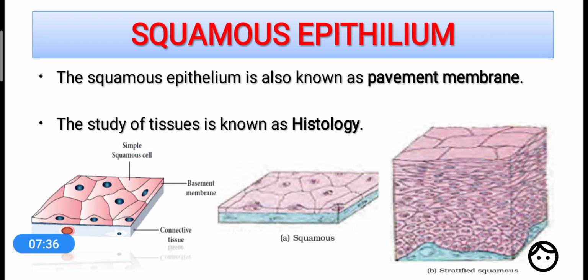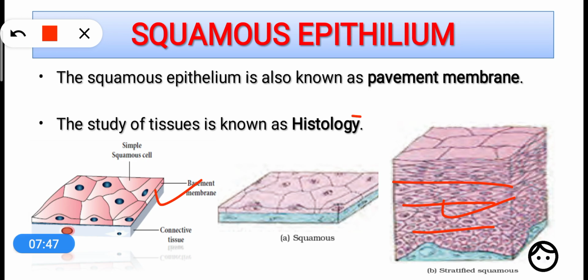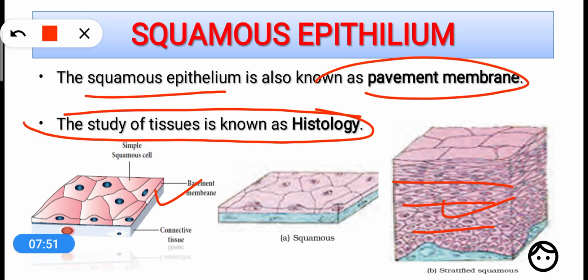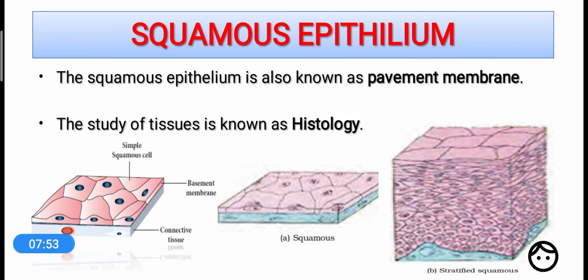Now let's discuss the structure. Here you can see this one is the simple squamous epithelium, and this is the stratified squamous epithelium having multiple layers. An important thing is that the study of tissue is known as histology, and squamous epithelium is also called pavement membrane. In all of these figures you can see the green colored basement membrane on which the epithelium lies.